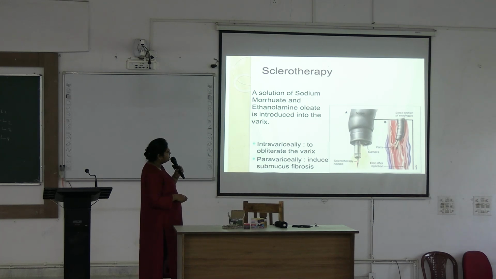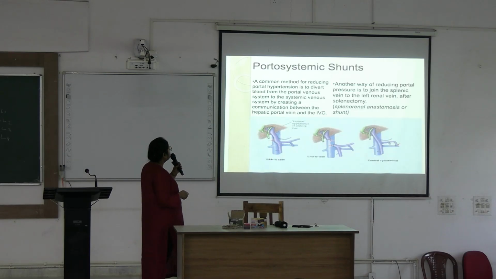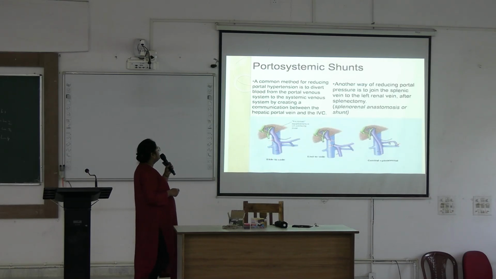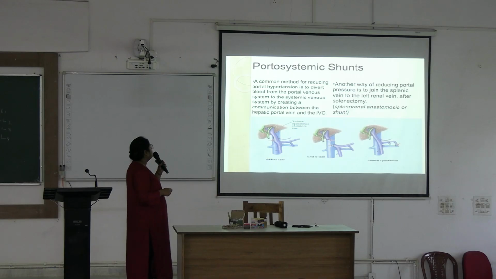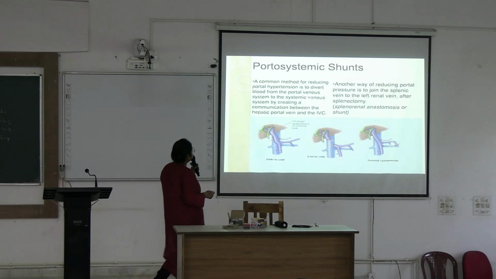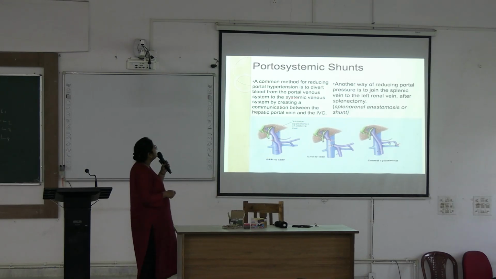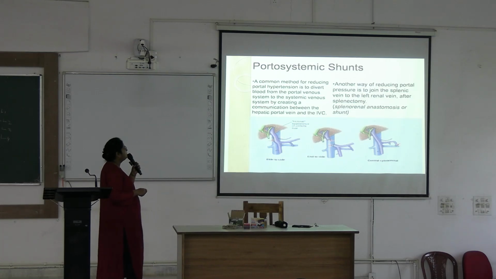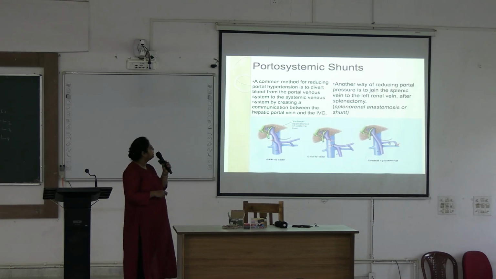Sclerotherapy needle is introduced into the varix and injecting material. Okay. Next is portosystemic shunting. How it is done? A common method for reducing portal hypertension is to divert the blood from the portal venous system to the systemic venous system by creating a communication between the hepatic portal vein and the inferior vena cava. Another way of reducing portal pressure is to join the splenic vein to the left renal vein after the splenectomy.